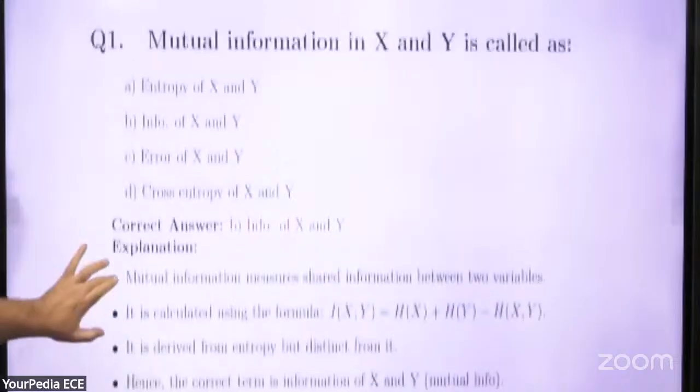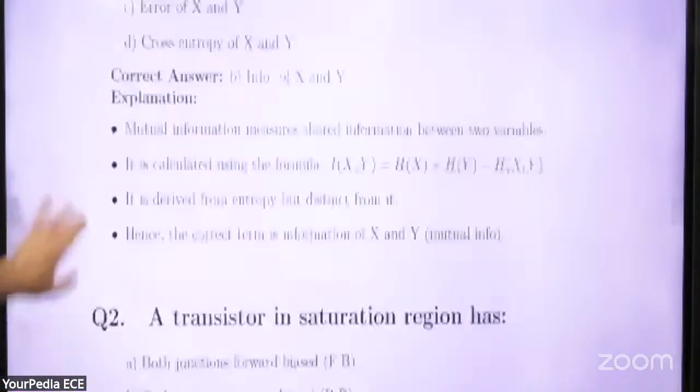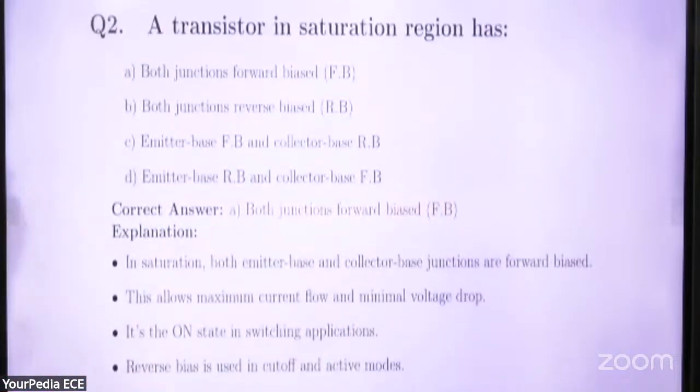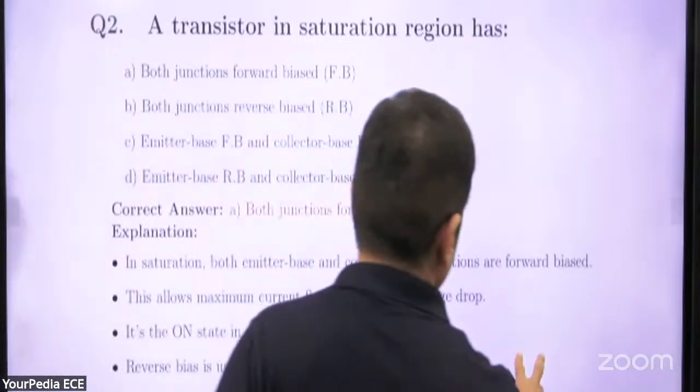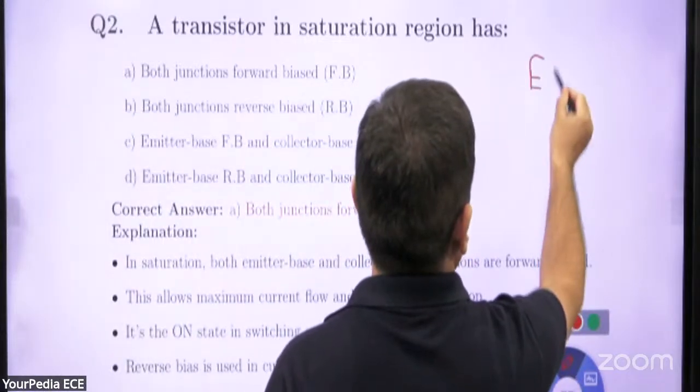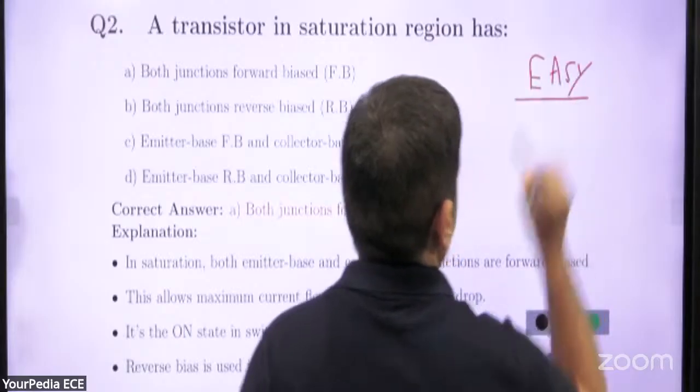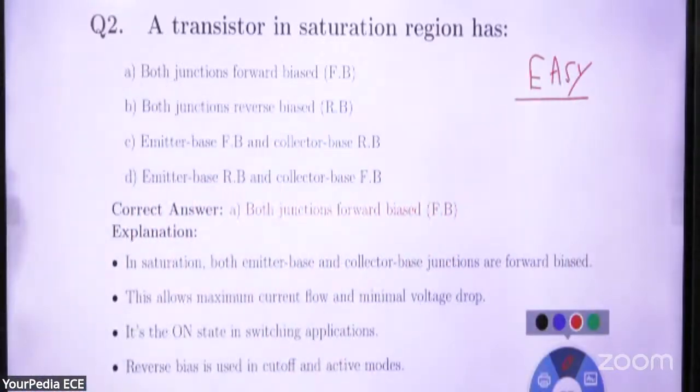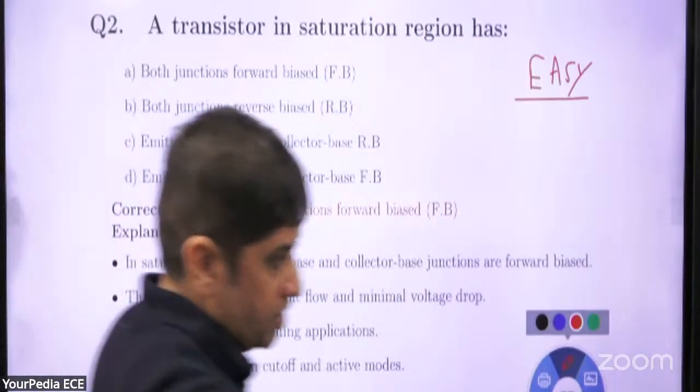Okay, so the answer for this is B, right? Second question, let me share with you. Transistor in saturation region has, as per mentor, easy. As per mentor, this one is also easy. Easy level, friends. Keep commenting if you find some question is not properly made.